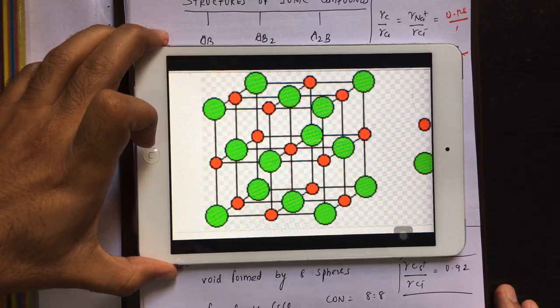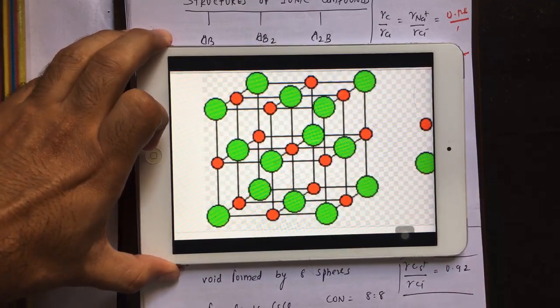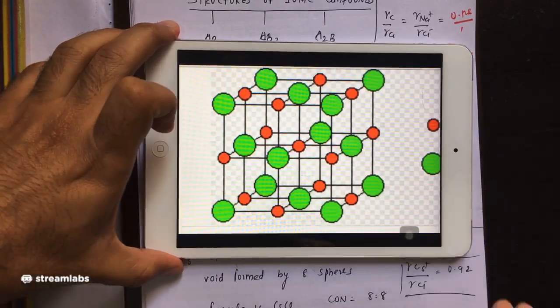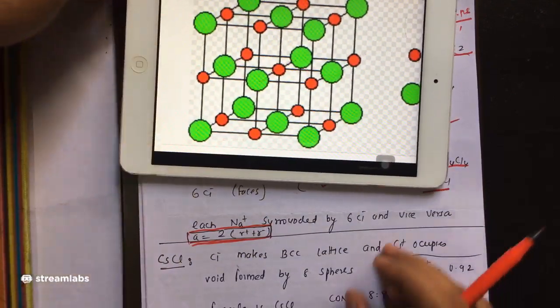This is what the structure. Please feed this part in your brain, so that in the examination you will be able to make this diagrammatic representation. You need to remember this, that the edge length is equal to 2 times of R plus R minus.